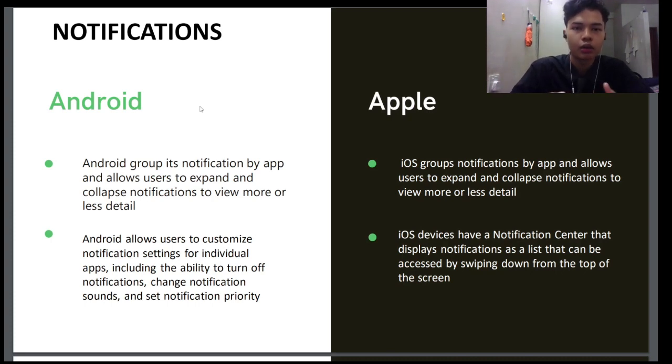As for Apple, iOS groups notifications by app and allows users to expand and collapse notifications to view more or less detail. iOS devices have a notification center that displays notifications as a list that can be accessed by swiping down from the top of the screen.